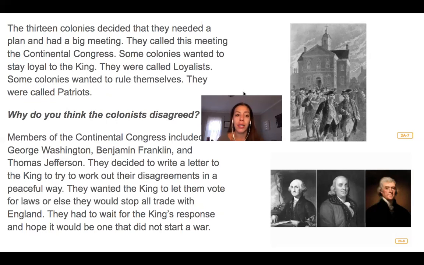I wonder why they disagreed. I guess some people really wanted to have their own independent colony, and some people probably liked that the king protected them, and maybe that's why they disagreed on whether or not they liked the king.